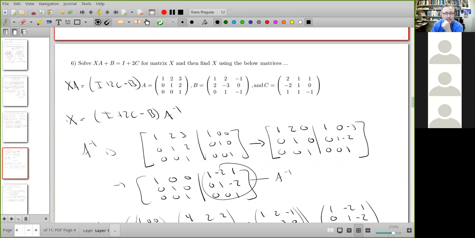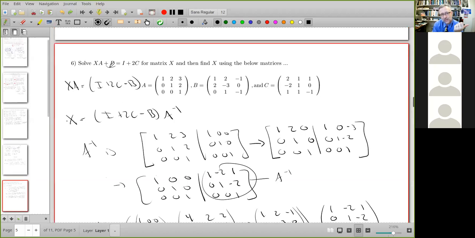Okay. All right, and algebra. If I would have X, the first thing you would do is bring your B across, and that'd be a minus B by using the additive inverse to form the additive identity big O. And then I need to move the A, and I move the A by taking A inverse of both sides. And if I take A inverse of both sides, X has to be that thing. So to calculate X means I need to figure out the I plus a 2C minus a B. And I also have to calculate A inverse. And then I'm going to multiply those two.